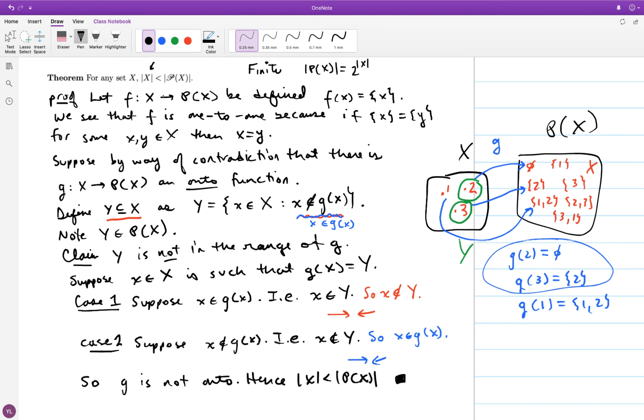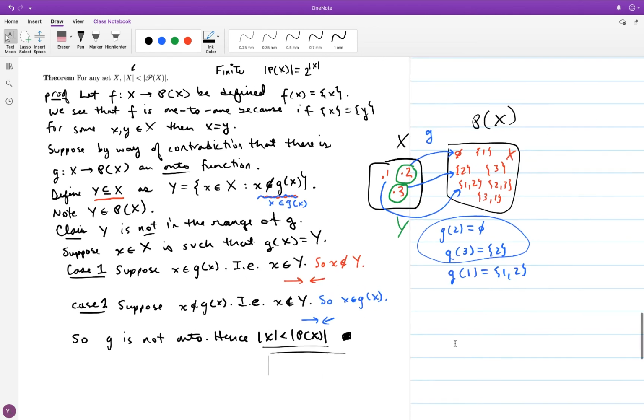So like we had an injection from X to the power set of X, and we ruled out the possibility of there being an onto function from X onto power set of X. So I conclude from that that the cardinality of X is strictly less than the power set of X. And again, this whole contradiction here with the cases is a little bit hard the first time you see it. I do recommend thinking through it on your own several times before it might sit well with you.